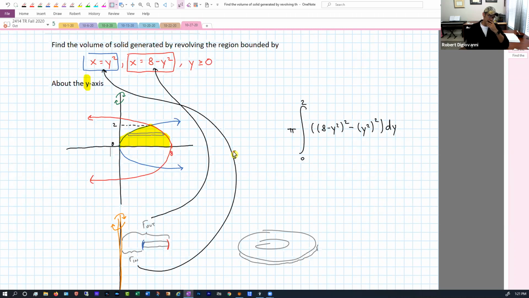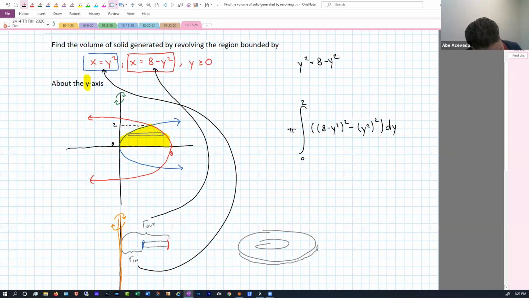Okay. With that all said, I think we're ready to... One last thing, Professor, how do we set the limits on this? Same way, you would have to say, well, first of all, the limits of integration are your restrictions on the y values, right? Not the x values. Oh, so setting the equations together, right? Yeah, you're setting y squared equal to 8 minus y squared. Okay. Yeah. Okay.